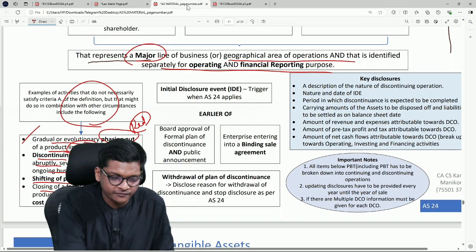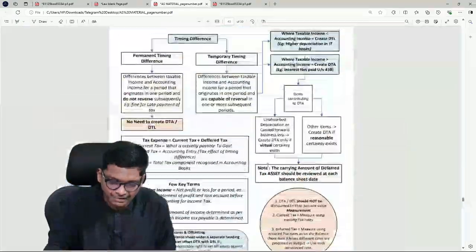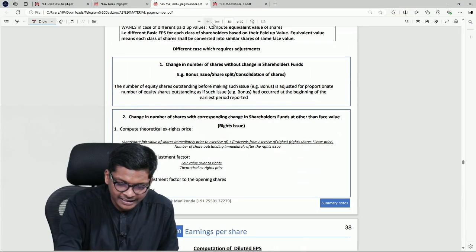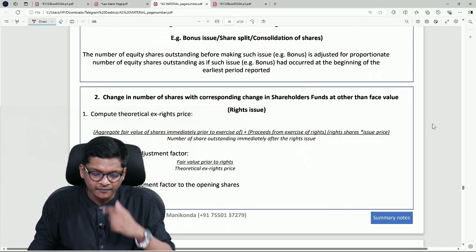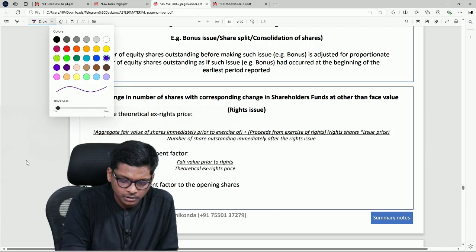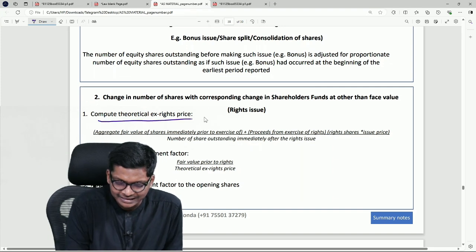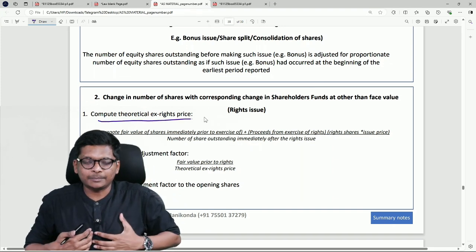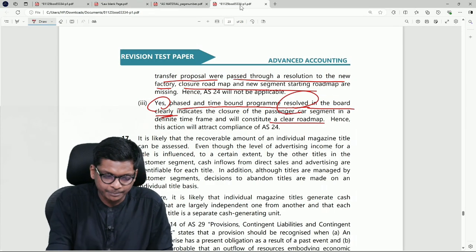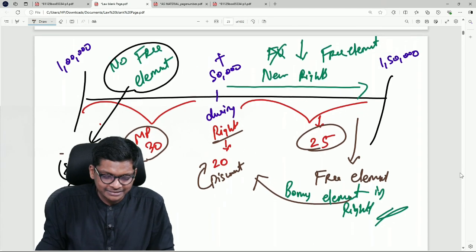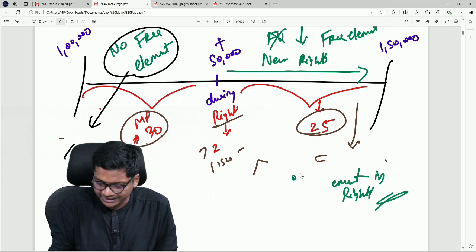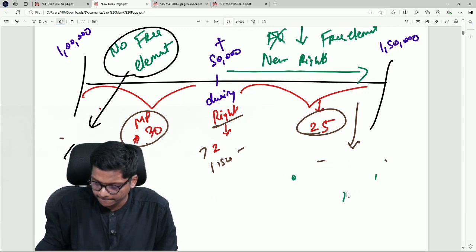What are the steps for us in AS 20 with respect to rights issue? Very simple. We are having only exam oriented discussion over here. So first one, compute theoretical ex-rights price. When a rights sum comes, you have to compute theoretical ex-rights price. What is theoretical ex-rights price? Look at this sum. In this sum itself, I will show you how the theoretical ex-rights price happens over here.